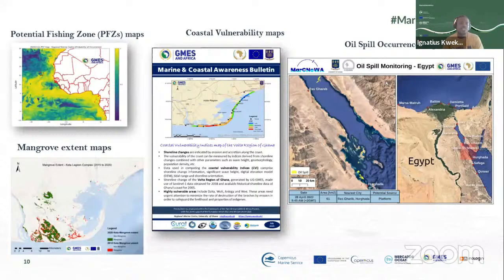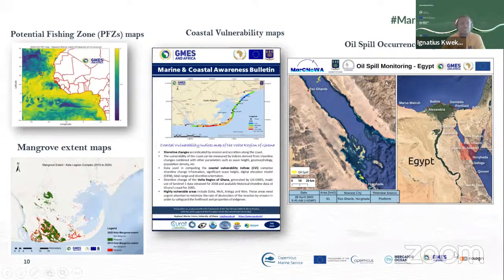For issues relating to fisheries management, we have the potential fishing zone maps, which help to actually police areas where we feel the probability of the occurrence of small pelagics within the Canary and Gulf of Guinea is high. And so we can deploy more security agencies to police these particular areas. We also have the oil spill monitoring service currently running for the northern part of Africa, developed by one of our partners, Sedari, in Egypt.